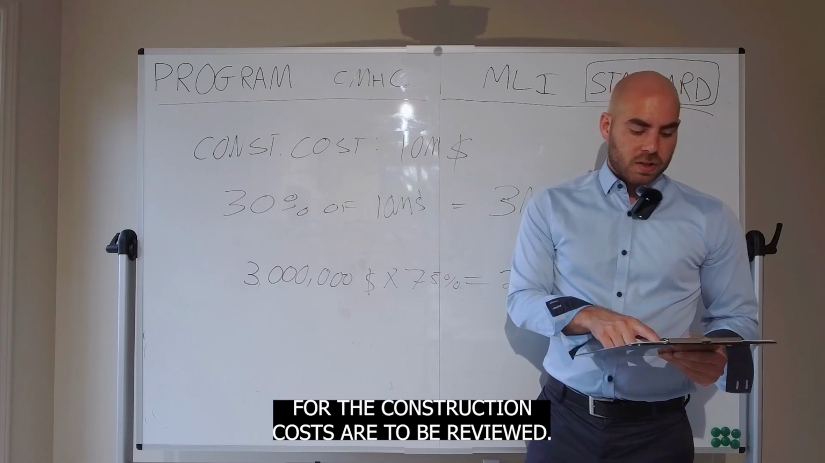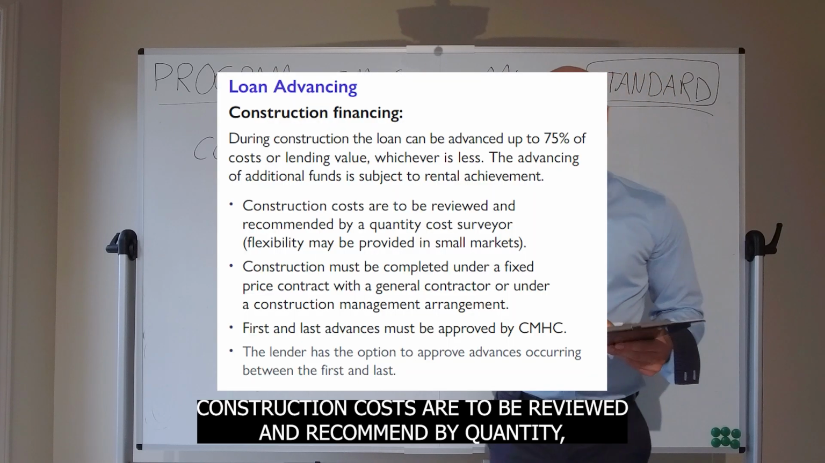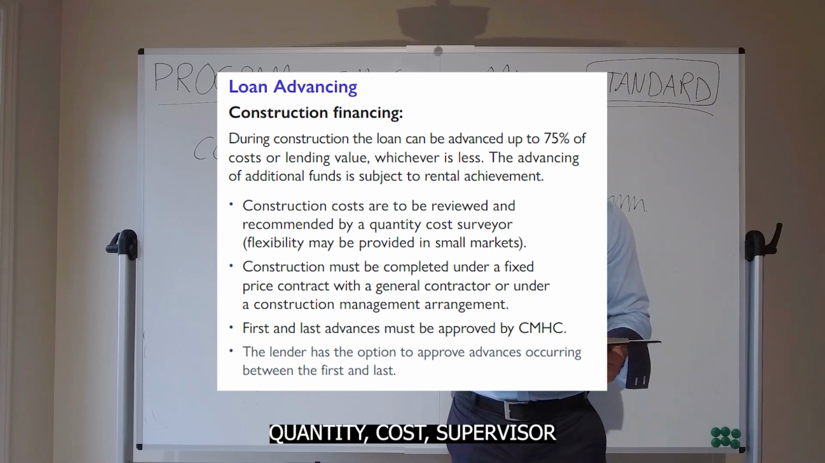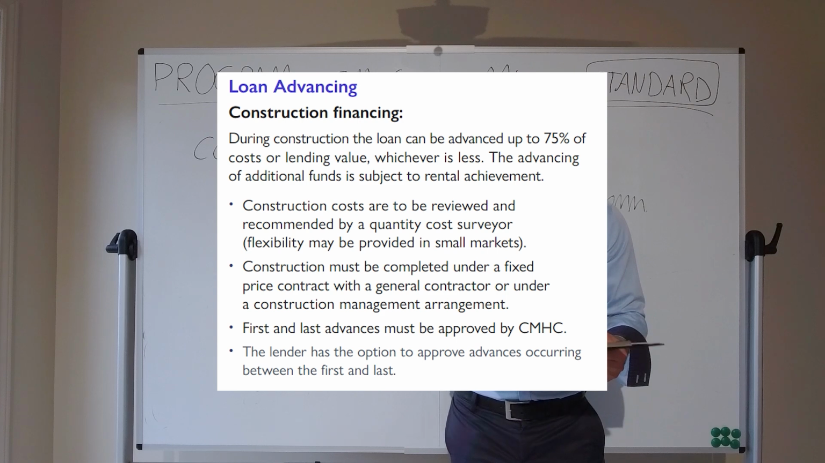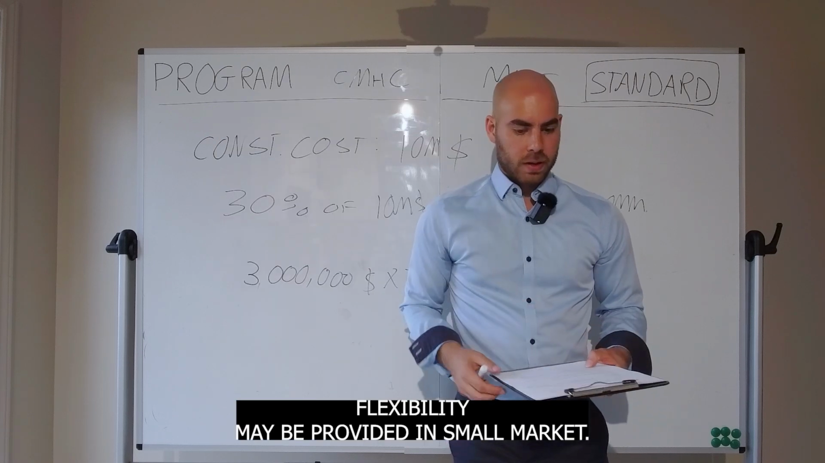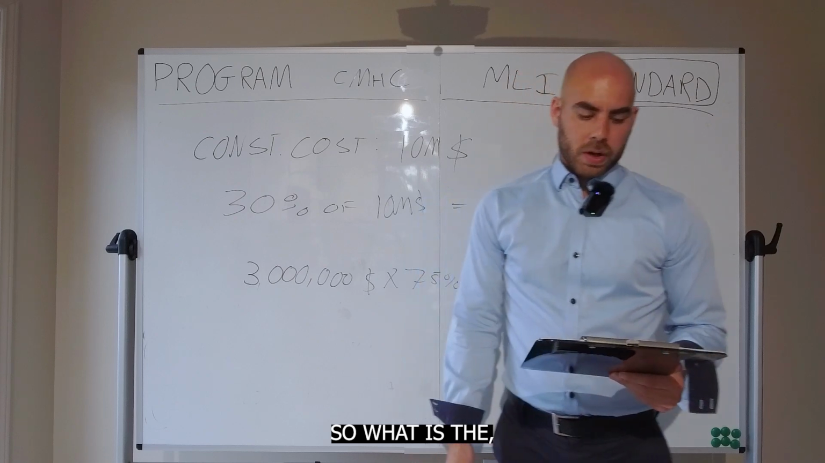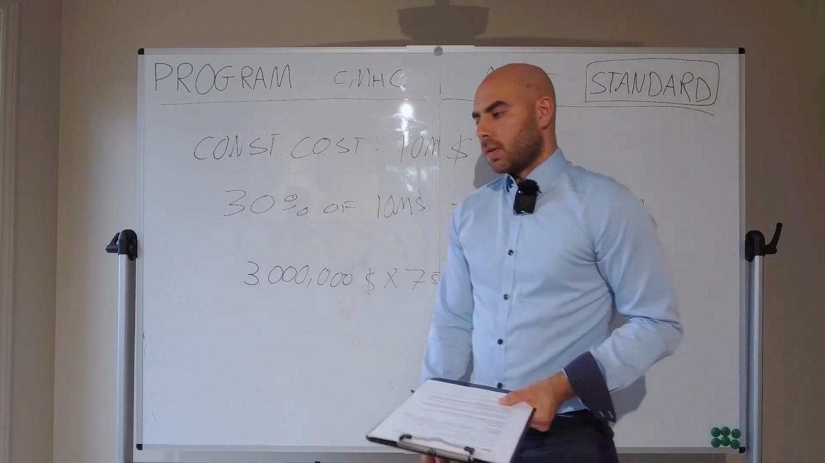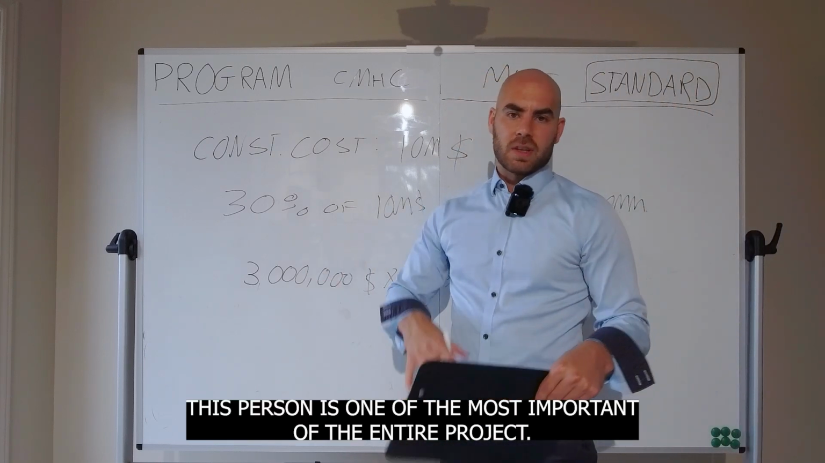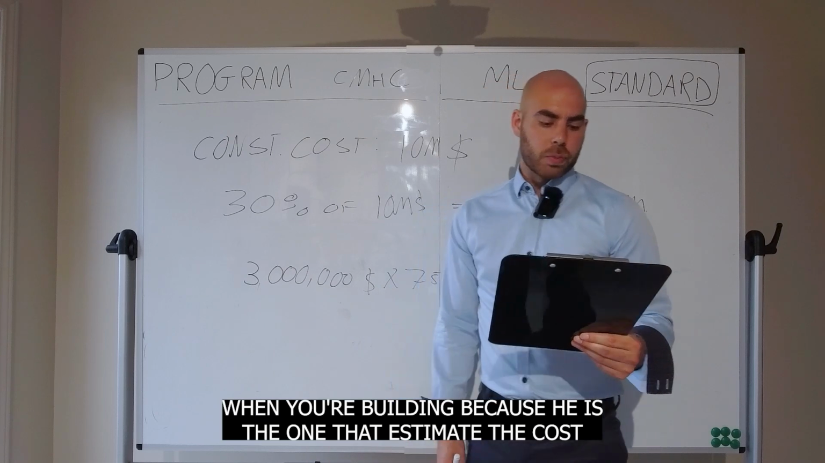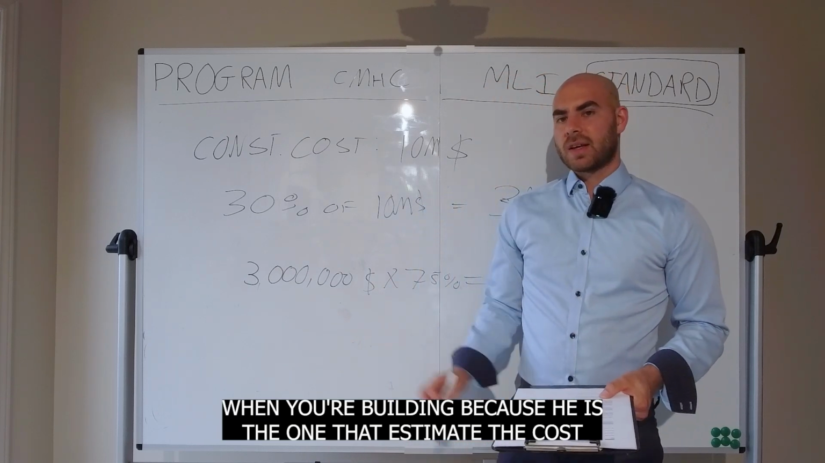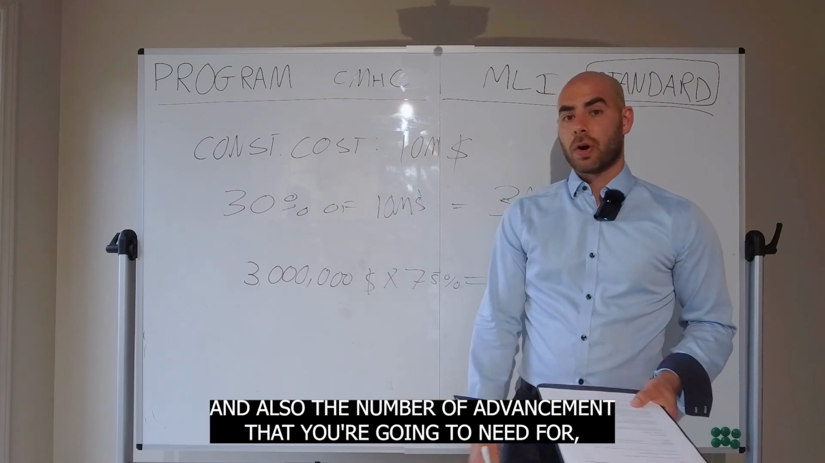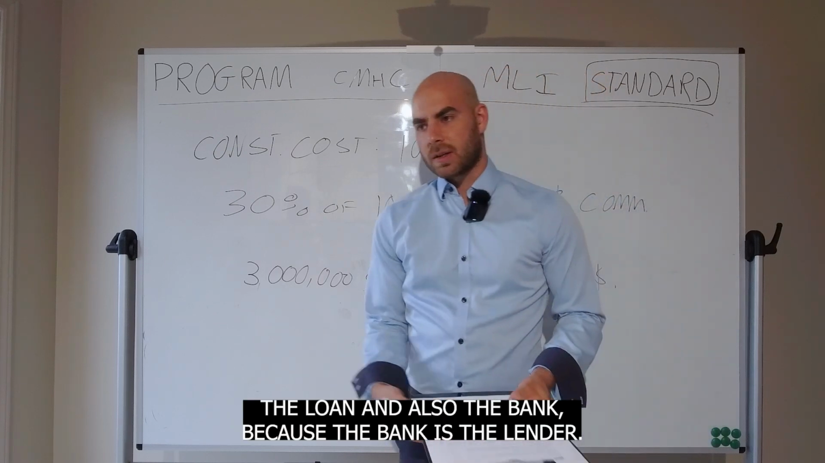For the construction costs, I'm back to the pamphlet now. Construction costs are to be reviewed and recommended by a quantity cost surveyor. Flexibility may be provided in small markets. Okay, so what is the quantity cost surveyor? This person is one of the most important of the entire project when you're building, because he is the one that estimates the cost and also the number of advances that you're going to need for the loan, and also for the bank, because the bank is the lender.